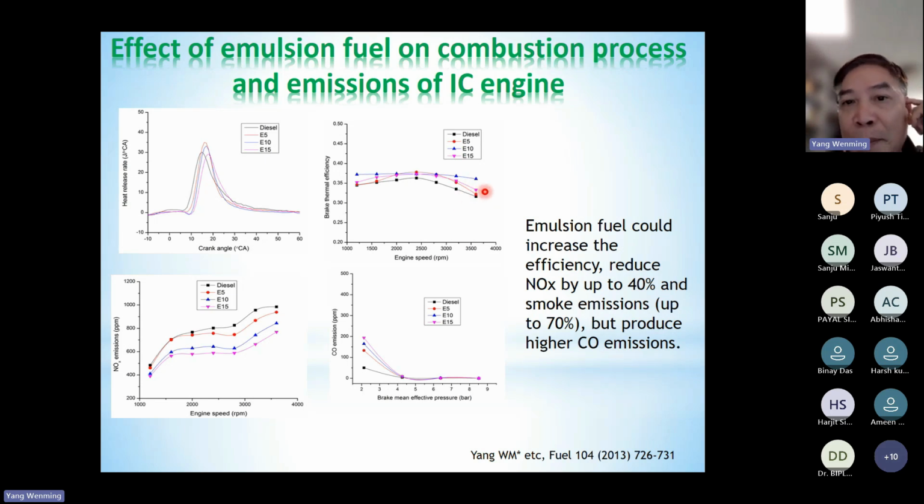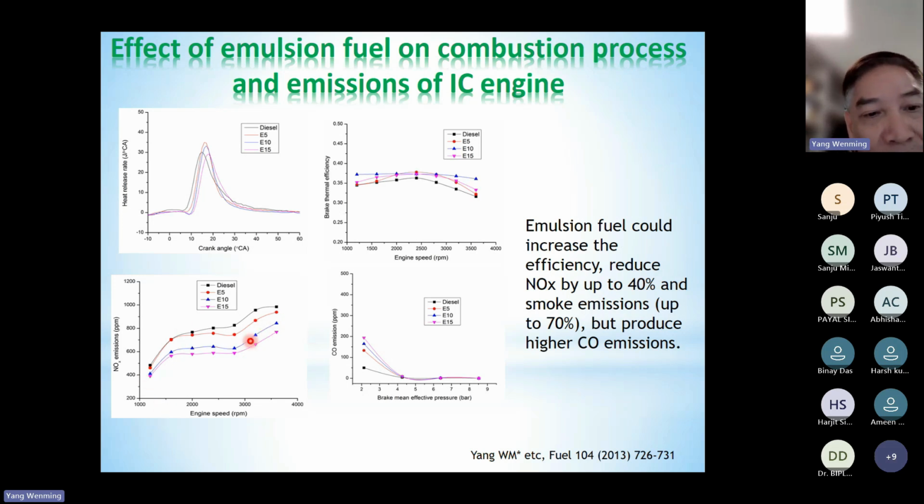Because we know modern engines are designed perfectly, correct? So even if you want to increase by 2%, 3%, it might be very challenging. However, in this case, by using the emulsion fuel, the best one, we can improve the efficiency by 14.2%. Even at this position, the lowest improvement, we still can achieve a 6% improvement in the efficiency.